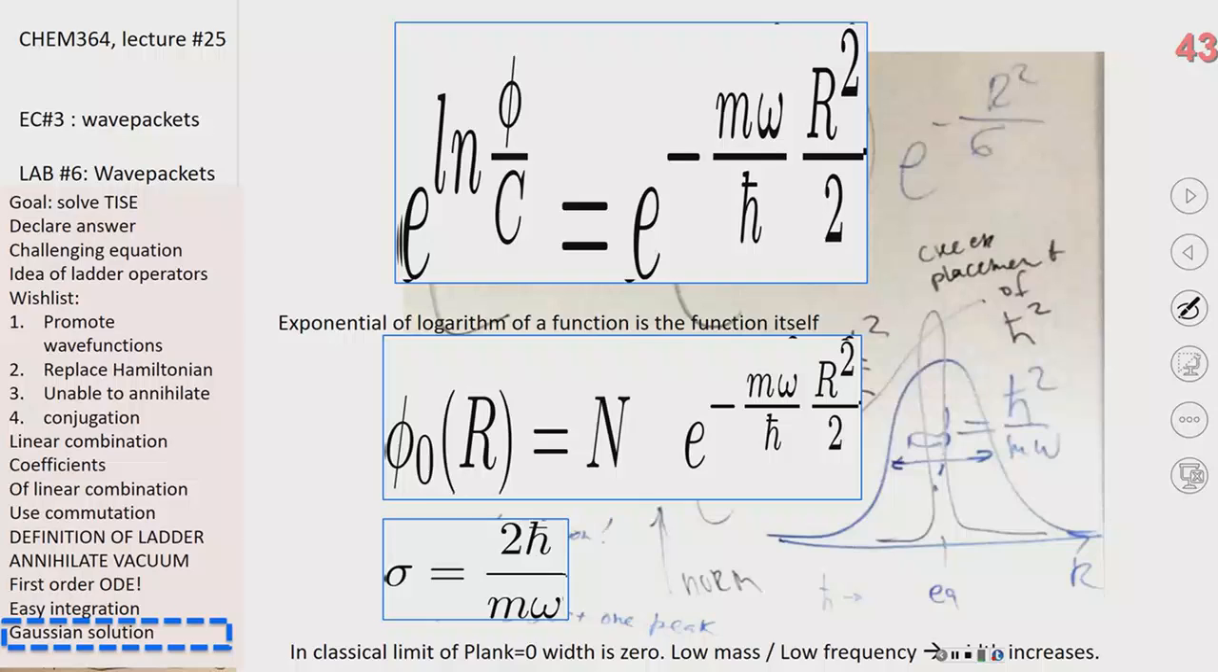So if we are going to large objects, this huge mass, then the width will be super narrow so that we can forget about quantum effect. And if we are speaking about light atomic and molecular objects, the width is substantial. So this is one of the manifestations of quantum nature of atoms.